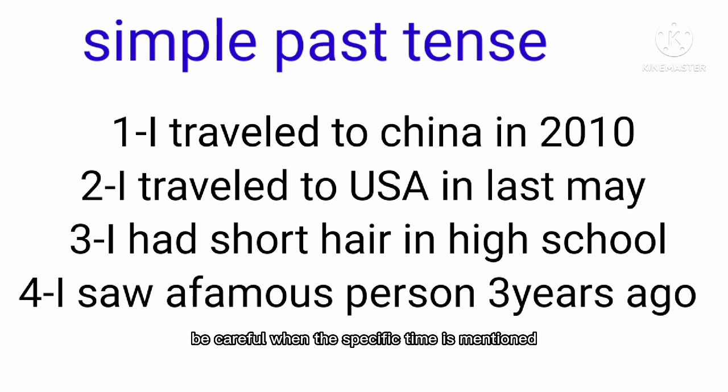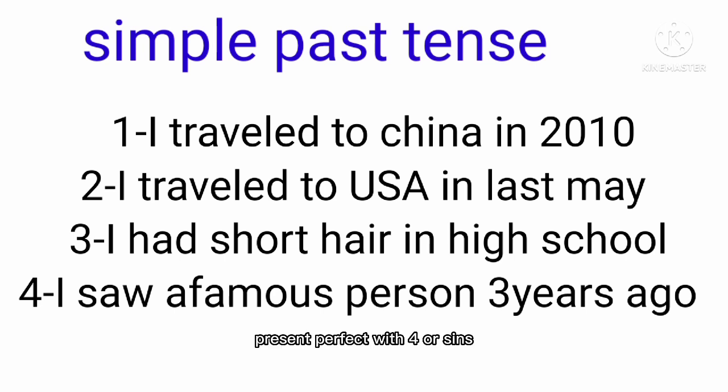Be careful. When a specific time is mentioned, it is not possible to use the present perfect. Now you see high school, 3 years ago, last May, 2030. These are all simple past because a specific time is mentioned. If no specific time is mentioned, use the present perfect. If a specific time is mentioned, you must use the simple past. These are the keywords that indicate we use the simple past, not the present perfect.